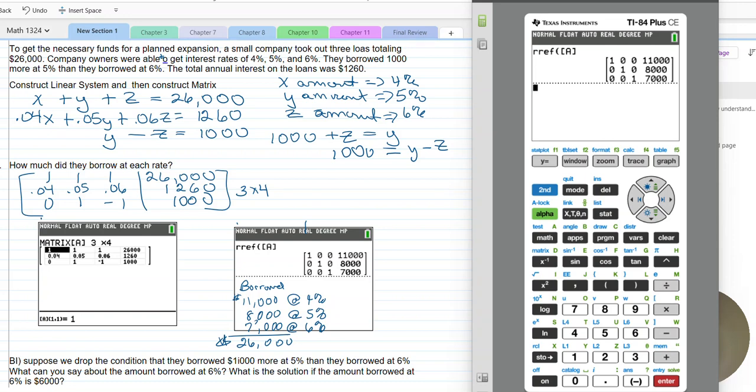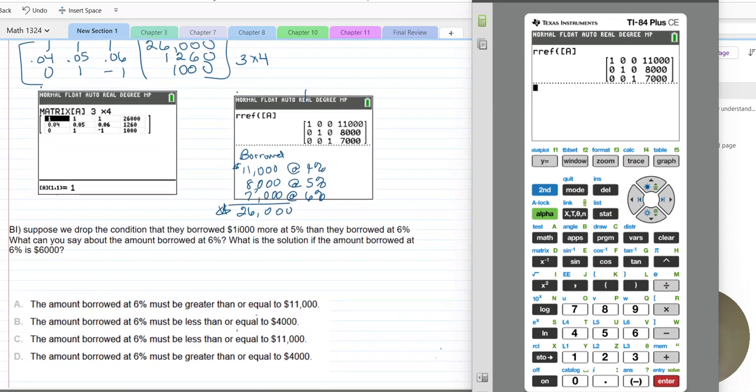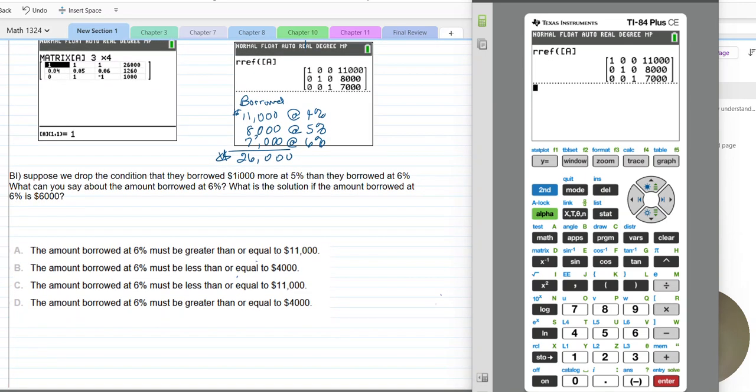Everybody good? Okay. Now remember, you can pause this anytime and rewind it at any time so that you can get clarity on what I'm saying. All right, so here's the B part. Suppose we drop the condition that they borrowed 1,000 more at 5% than they borrowed at 6%. What would you say about the amount at 6%? What is a solution if the amount borrowed at 6% is $6,000?